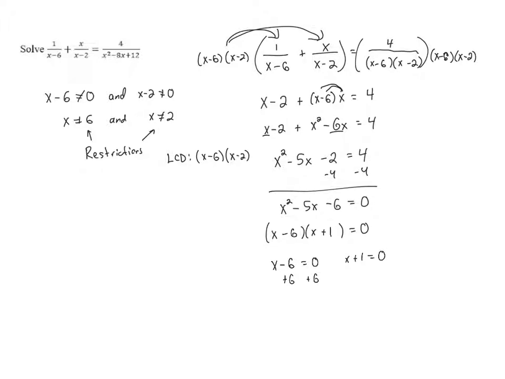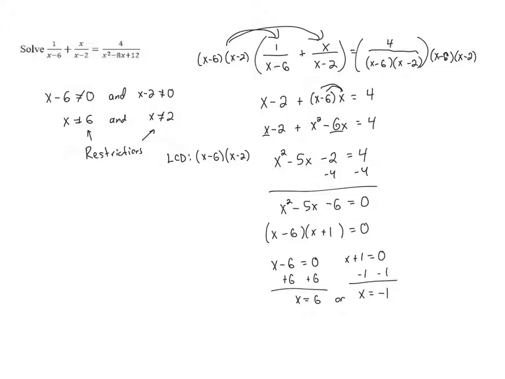We add 6 to both sides, giving us x equals 6. Or for the other one, we subtract 1 from both sides, giving us x equals -1. So our potential solutions are x equals 6 or x equals -1. But if we go back up to the restrictions, we see that x is not allowed to be 6. The reason is if we plugged in 6 in this first denominator, 6 minus 6 is 0, and 1 divided by 0 is undefined. So that is not allowed.